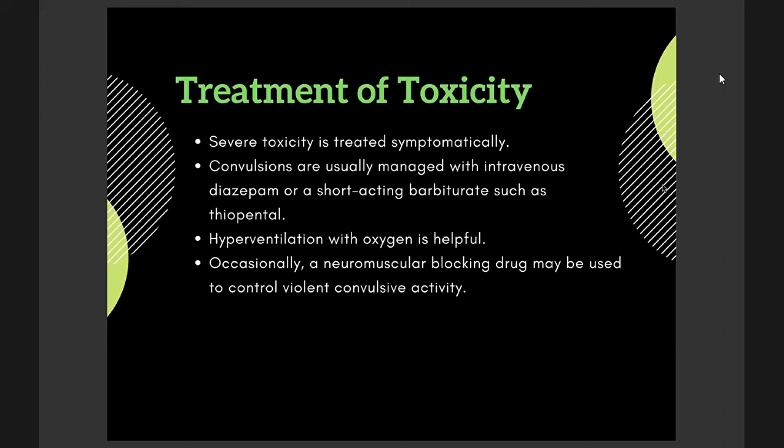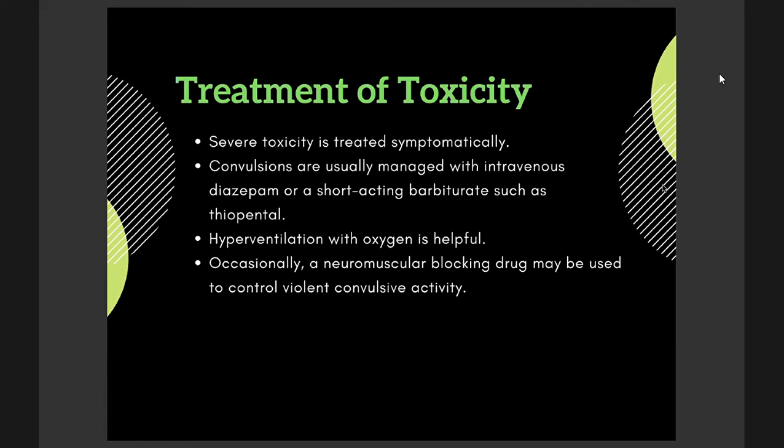Occasionally, for example, you have already given your anticonvulsants like diazepam, your barbiturates, or your propofol, but the patient continues to be convulsing. Then you have to give a neuromuscular blocking drug to control the violent convulsive activity, like, for example, succinylcholine. But a neuromuscular blocker can stop the peripheral manifestation of seizure activity, but not the underlying CNS activity.